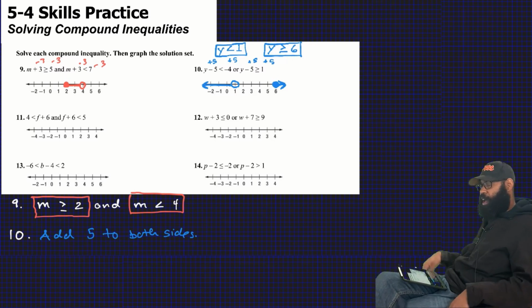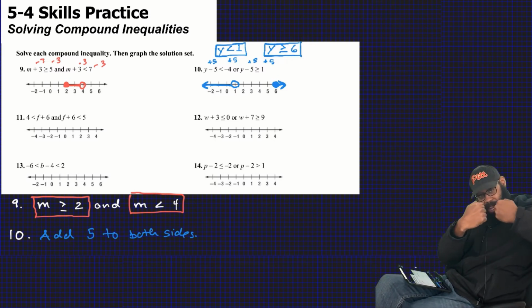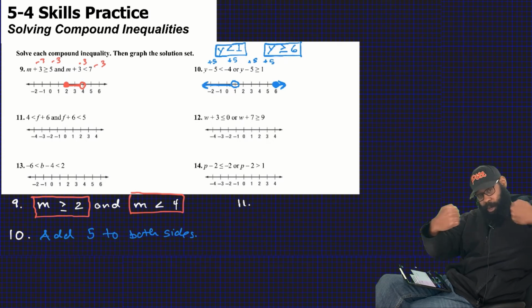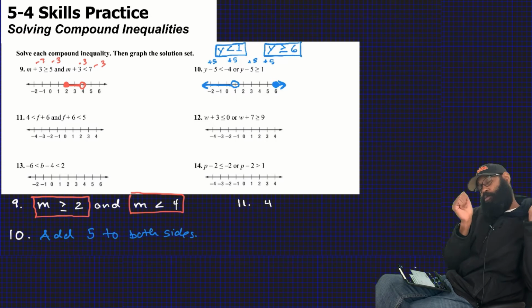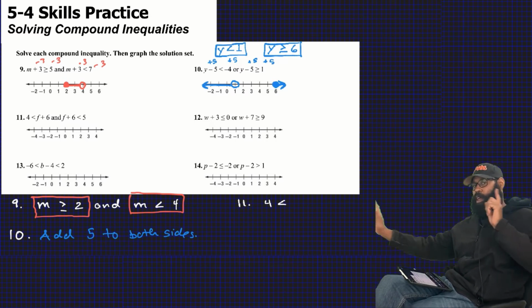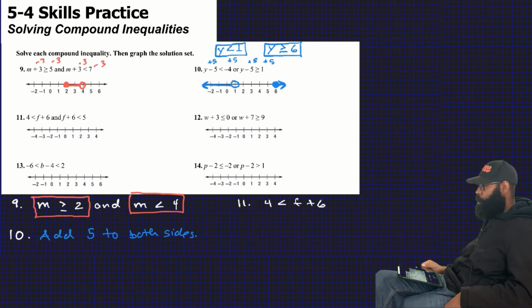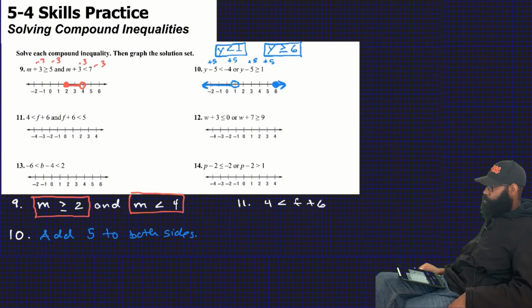So at this time, guys, instead of them connecting, starting at one point going that way, starting at another point going that way, they don't connect. You see? Here we go. 11. Boom, bang, pow. Subtract 6.